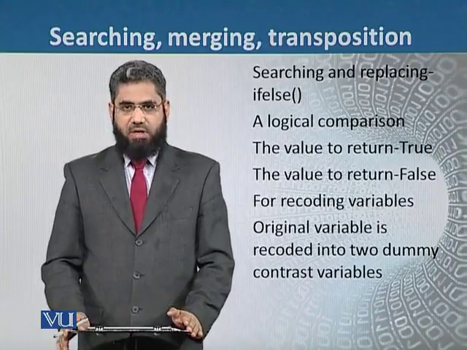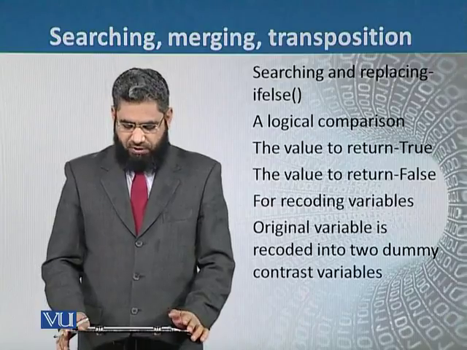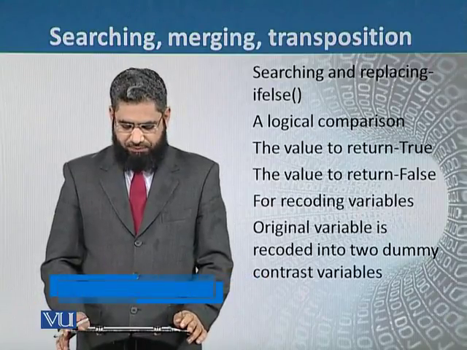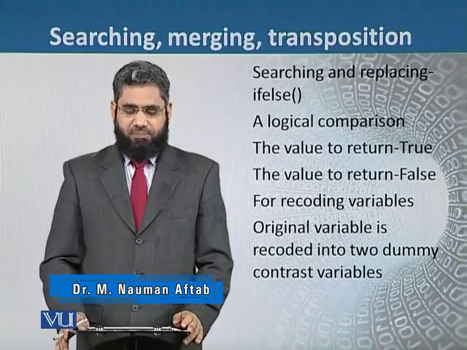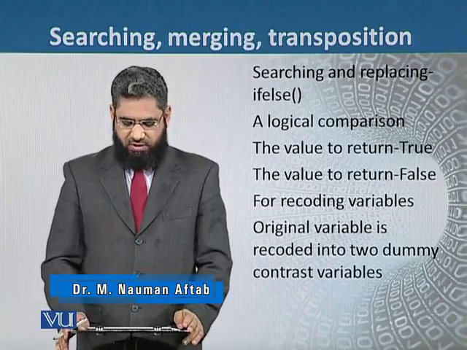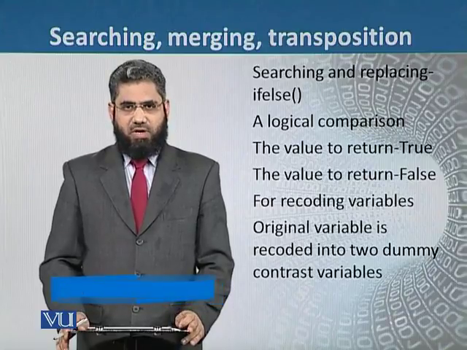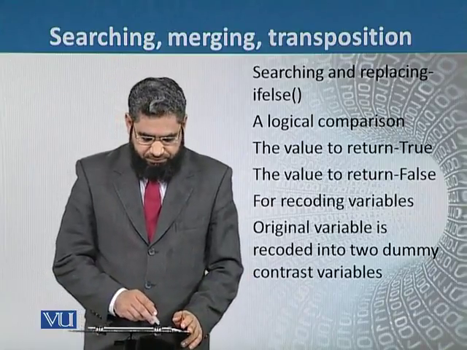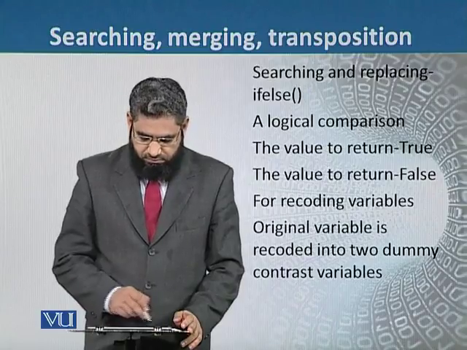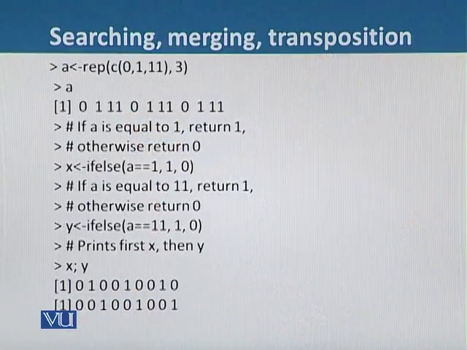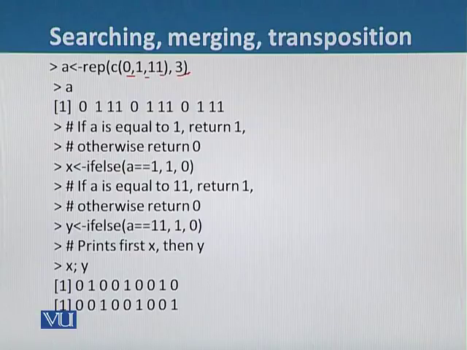And these ifelse commands can be used for recoding various variables. If we use this command, the original variable is recoded into two dummy contrast variables. Here we can see we have three variables, 0, vector 0, 1 and 11. And 3 is written here. It means that they will be replicated in triplicate: 0, 1, 11, 0, 1, 11, 0, 1, 11.